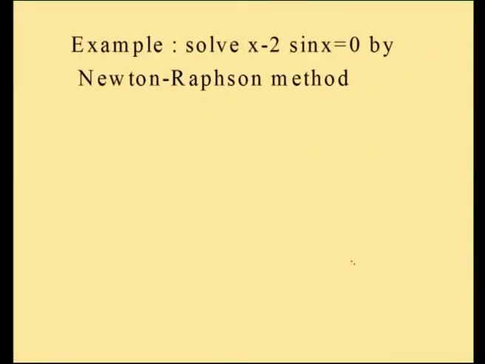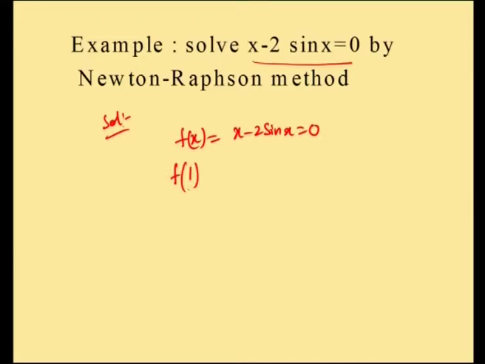We will work out a problem in the Newton-Raphson method. Solve x - 2 sin x = 0 by the Newton-Raphson method. First of all, as before, let us take f(x) = x - 2 sin x = 0 and see where the root lies. We have to convert the calculator to radians mode, because we are going to find f(1), f(2), which are in radians when compared to trigonometric functions.